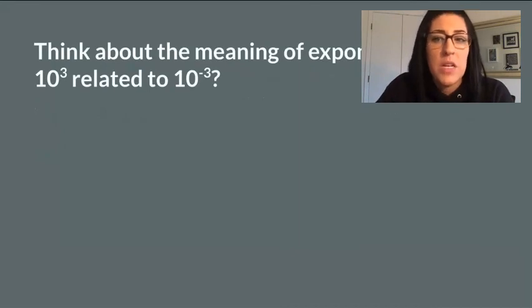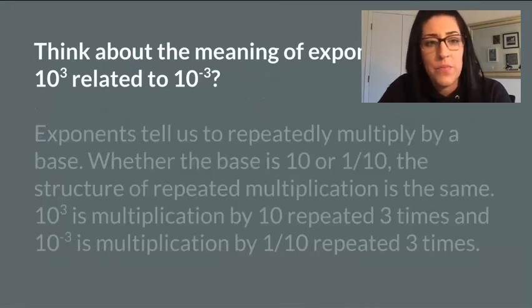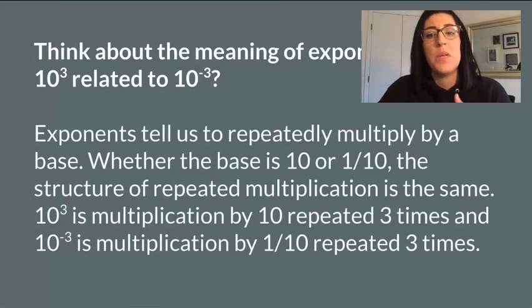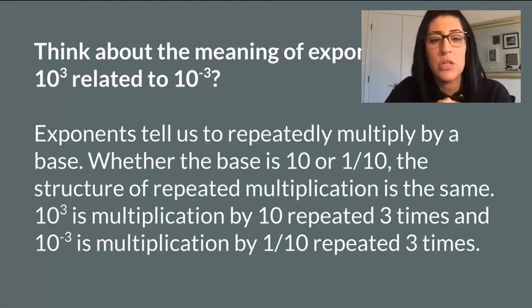So think about the meaning of exponents. How are these two exponents related? 10 to the third and then 10 to the negative third. Exponents tell us to repeatedly multiply by a base. Whether the base is 10 or a tenth, the structure of repeated multiplication is the same. 10 to the third is multiplication by 10 repeated 3 times, and 10 to the negative third is multiplication by a tenth repeated 3 times.